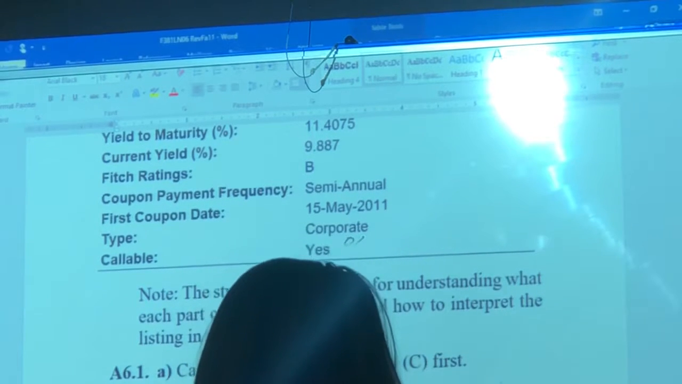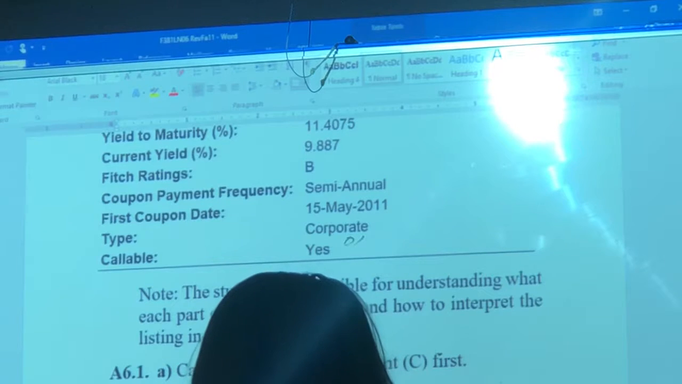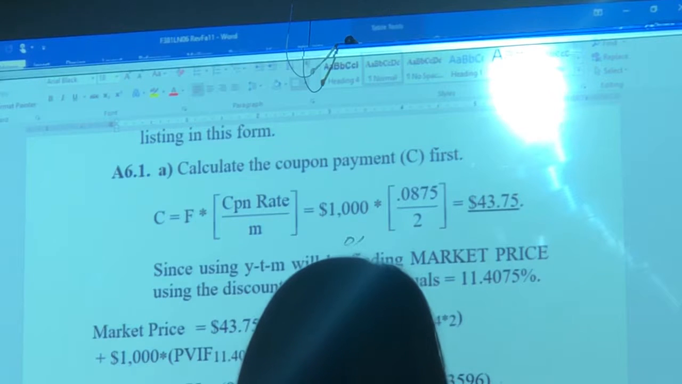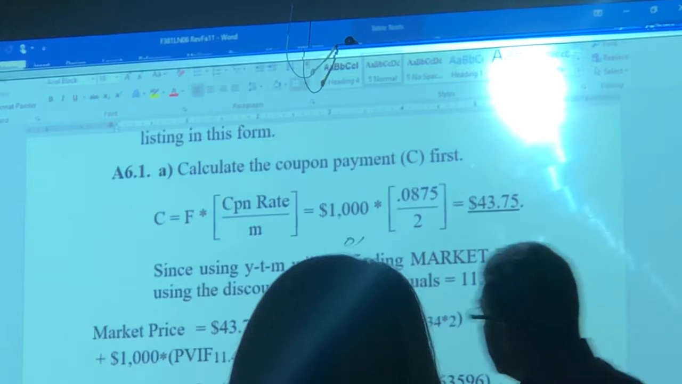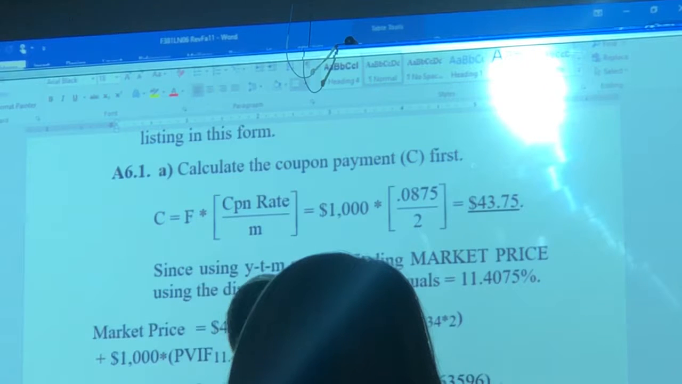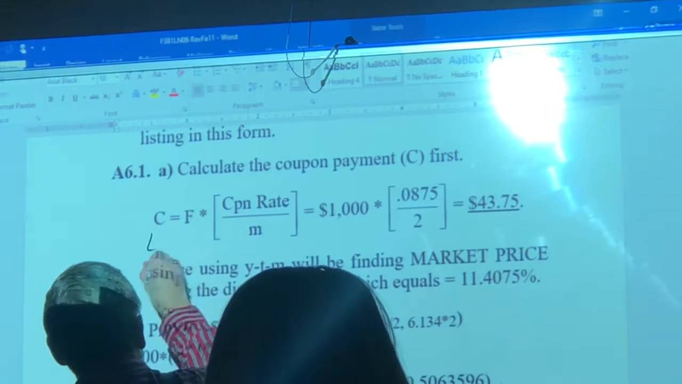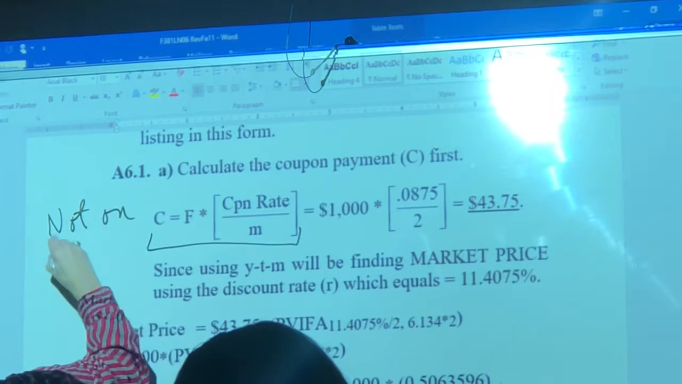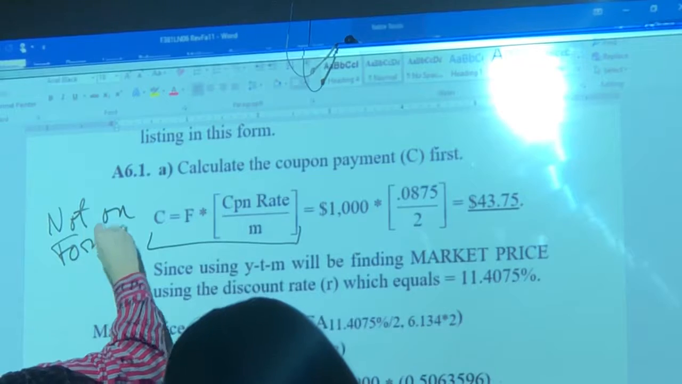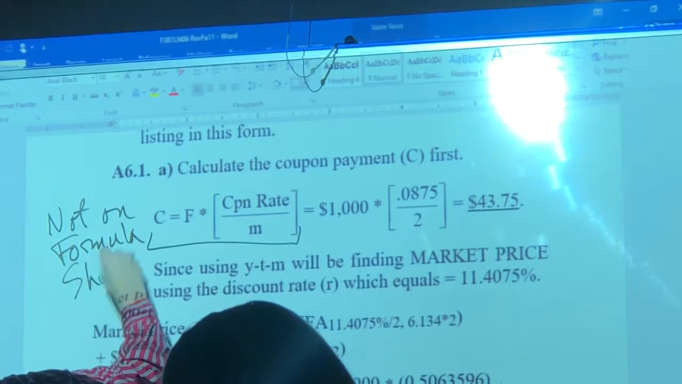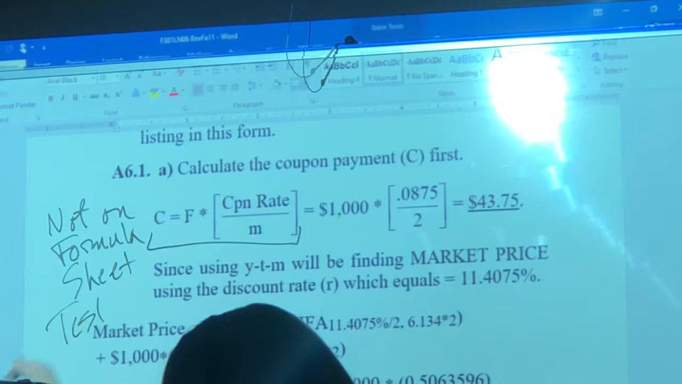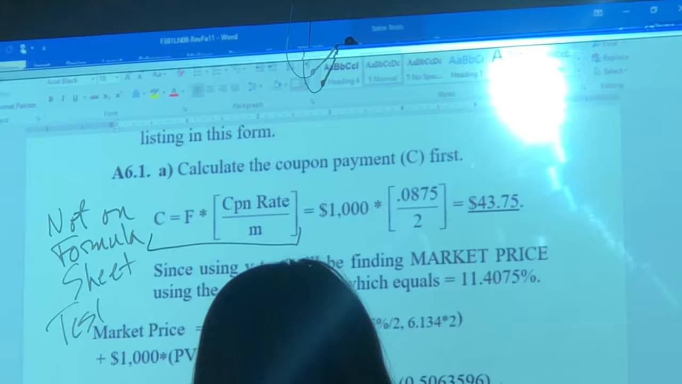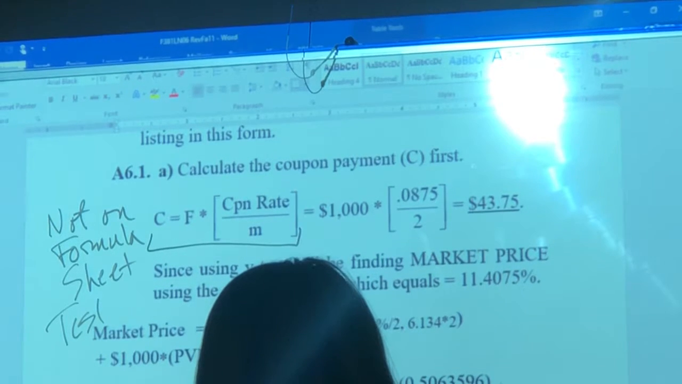Okay, so we're going to calculate the market price in dollars first. First step is always calculate the coupon payment. And again, that equation is not on the formula sheet for this test. So you're responsible for this as well. Or is it? It is, okay, I was being nice, I guess.